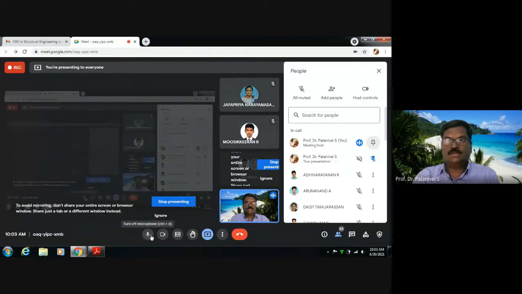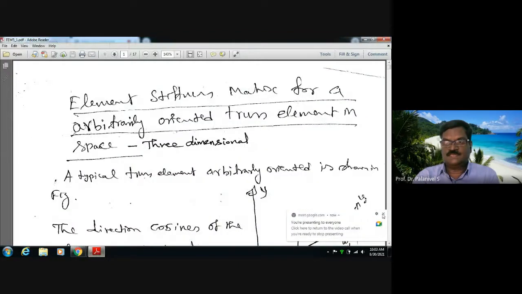I will share today's notes. Yeah. And I will discuss. Today we are going to see a very interesting thing. Element stiffness matrix for an arbitrarily oriented truss element in space. It is three-dimensional.